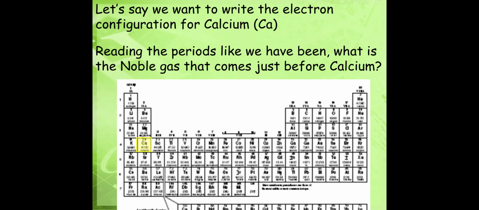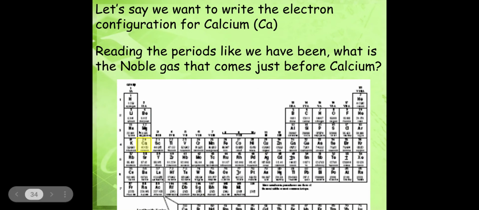Let's say we want to write the electronic configuration of calcium. Reading the periods like we have been, what is the noble gas that just comes before calcium? Usually, if you want to use a noble gas electronic configuration to write the electronic configuration of an element, you will use the noble gas that comes in the period before the period in which that element is. For example, calcium is in period 4. What is the noble gas in period 3? That's argon, right? So you are going to use argon as a shortcut to write the electronic configuration of calcium.